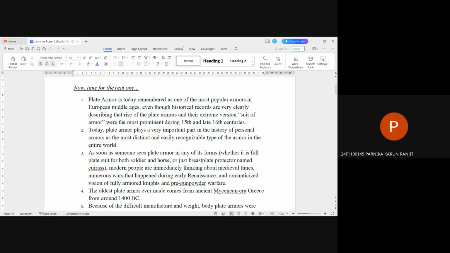Is most prominent an adverb? No, I don't think so. Most prominent is not an adverb, but a part of it is an adverb. You need to figure that out. Most, right? So that means even in the first line, you have the most popular. That most is also an adverb.